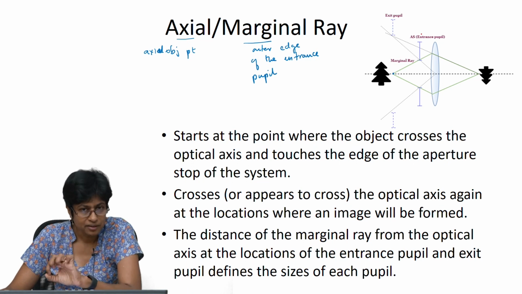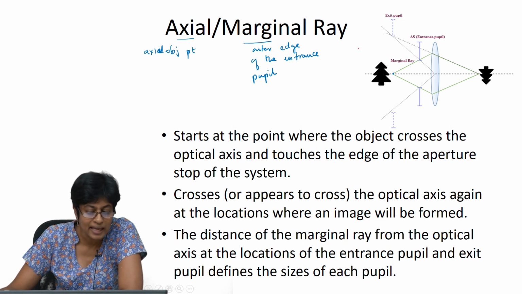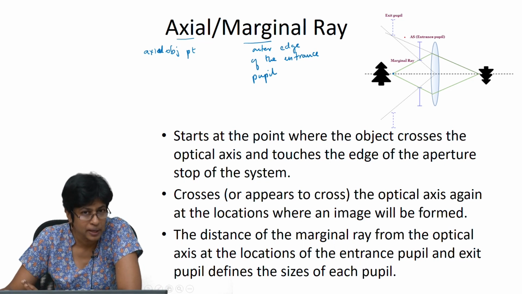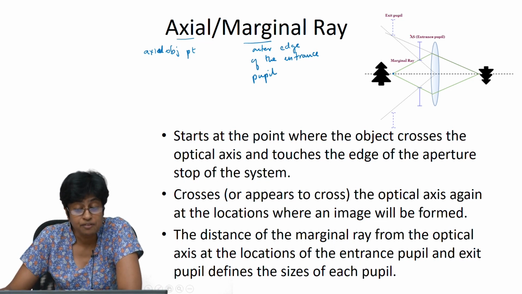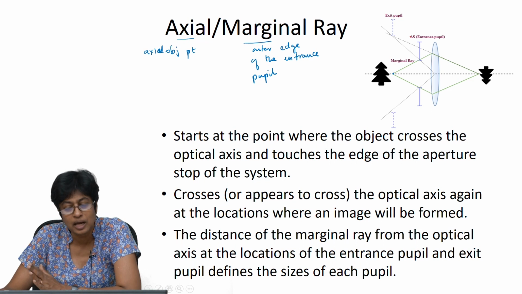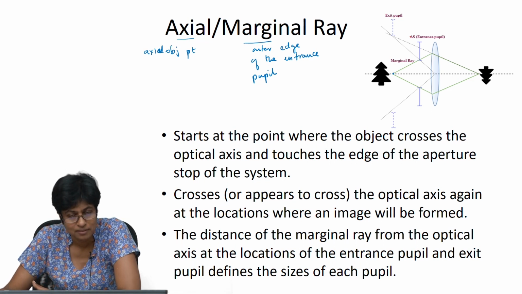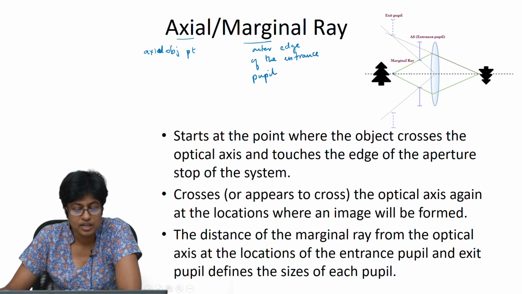Because if you remember the definition, we said the entrance pupil is the image of the aperture stop as seen by all the elements in front of the stop. But in this example, there are no elements in front of the stop. Therefore, the aperture stop and the entrance pupil are one and the same thing. And therefore, the ray is traveling through the edge of the aperture stop.